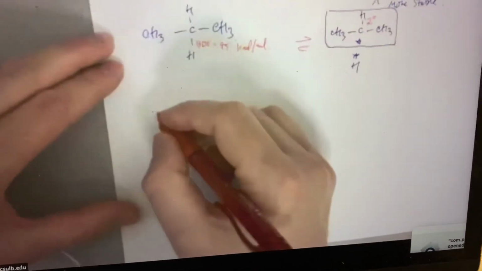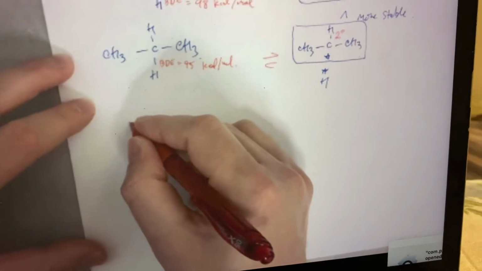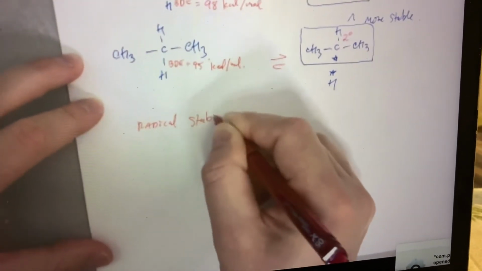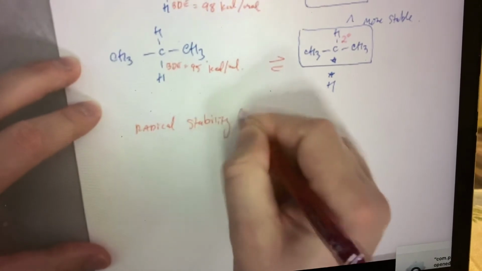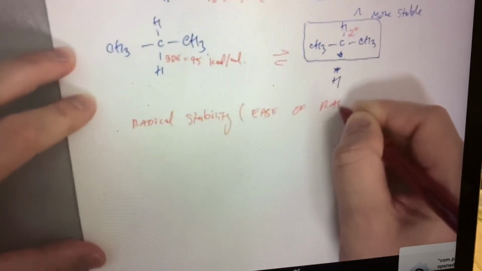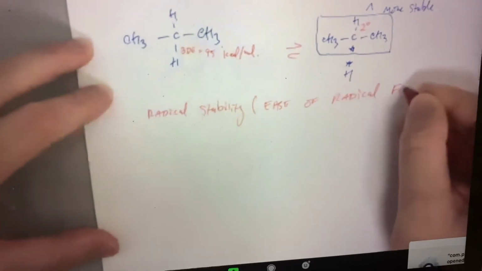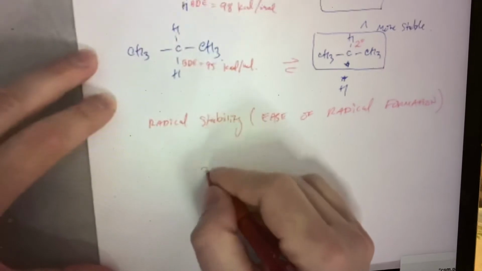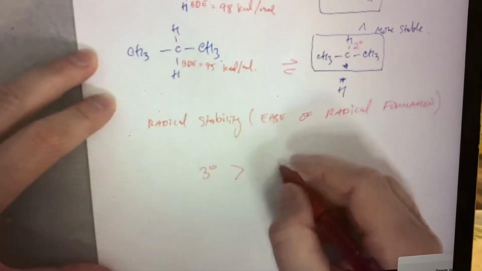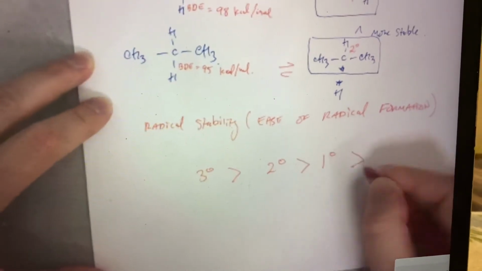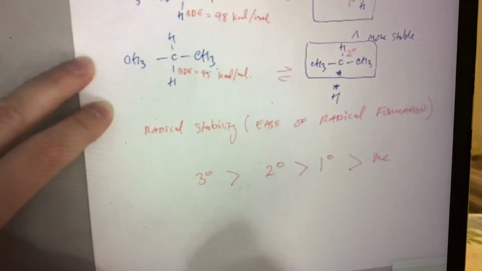So we're going to sum up that radical stability, or we could also say ease of radical formation, follows a certain trend, and that trend is that tertiary radicals are more stable than secondary, that's more stable than primary, and that's more stable than methyl.